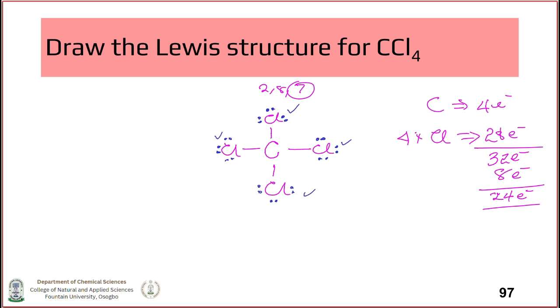What about carbon? Of course, you can say that carbon has an octet as well. It has an octet electron configuration because there are 8 electrons around the carbon atom, 2 electrons for each single bond. So it means that this is also satisfied. So this is the Lewis structure for CCl4.